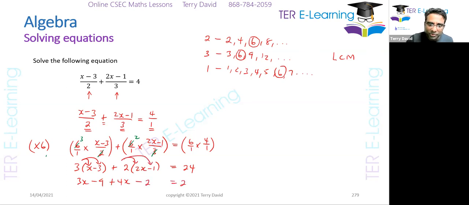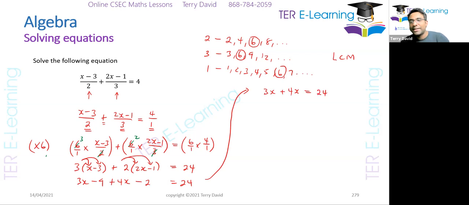And that's equal to 24. So I don't have enough space here, so I'm going to shift across now. What I'm going to do is simplify. I'm going to bring all my x's together and throw all the numbers on the right-hand side. So on the left-hand side, I can leave 3x plus 4x, right, is equal to 24. And I'm going to put the minus 9 and the minus 2 on the right-hand side. So this is going to become plus 9 plus 2.